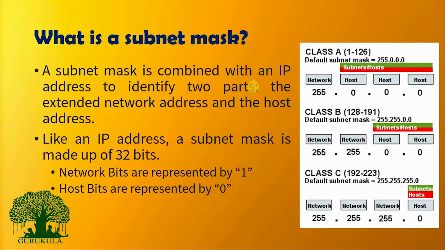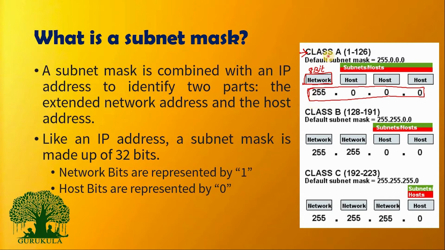As you can see on the right-hand side in the figure, for class A IP addresses, we very well know that the first byte of the IP address, that is 8 bits of 32 bits, will represent the network ID and the remaining 24 bits will represent the host part. Now comes the subnet mask. It is also a 32-bit number where the network bits have the value of 1 and the host bits have the value of 0.